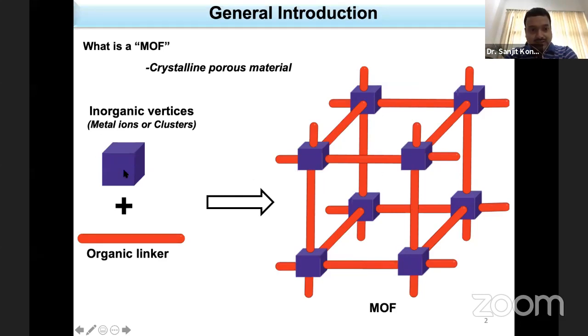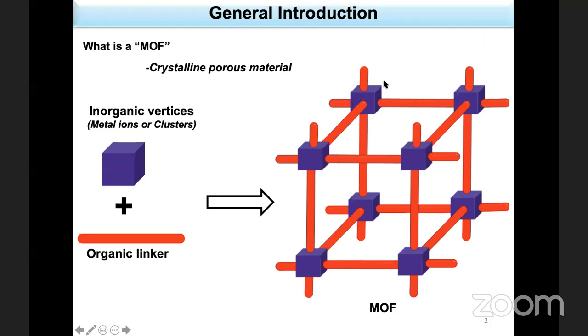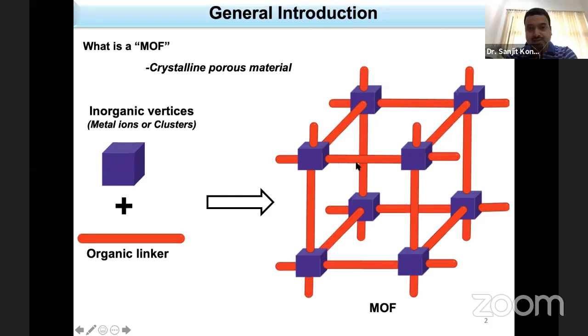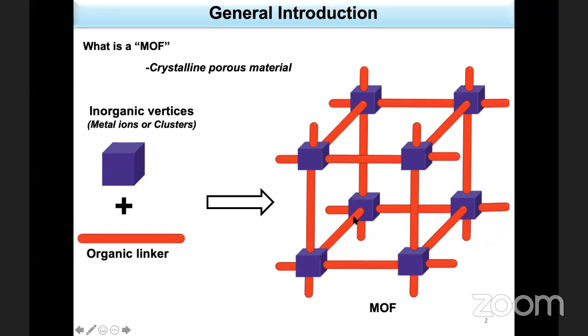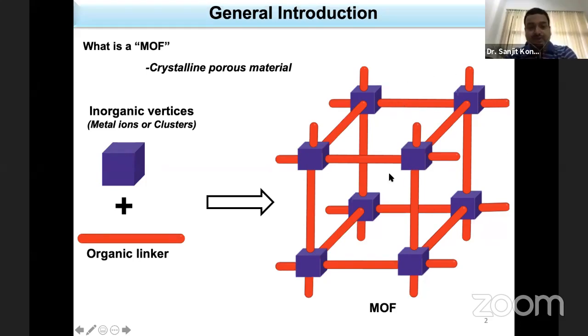If you see this design strategy, this blue color represents the metal ions or metal clusters. They're connected by these red rods, which are nothing but a ligand. That ligand can connect at both ends at 180 degrees, this side as well as this side. So this is one unit of a metal organic framework, and if you keep connecting and repeating this unit, they form a three-dimensional structure in space.